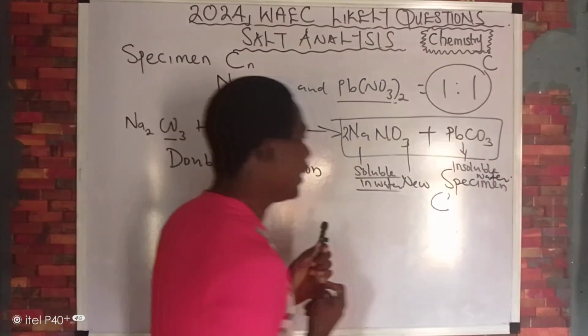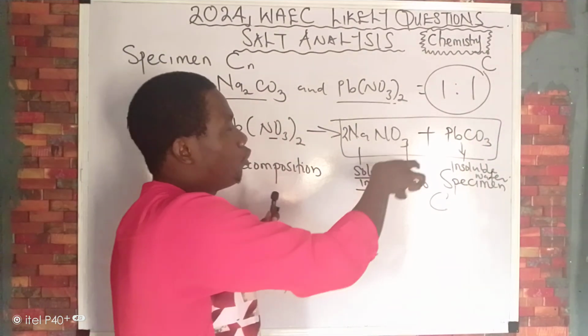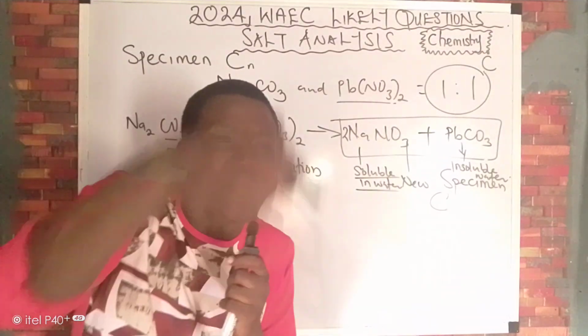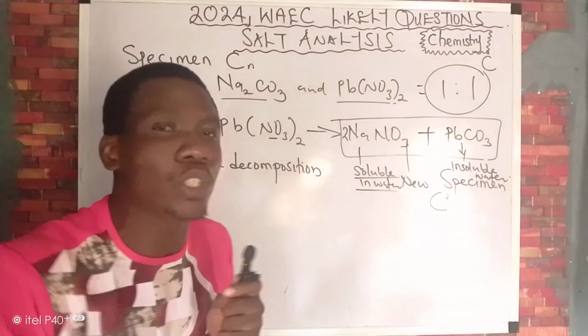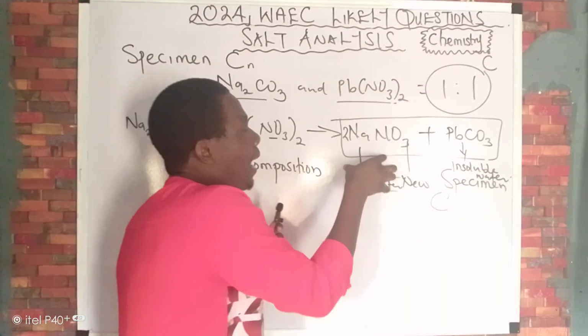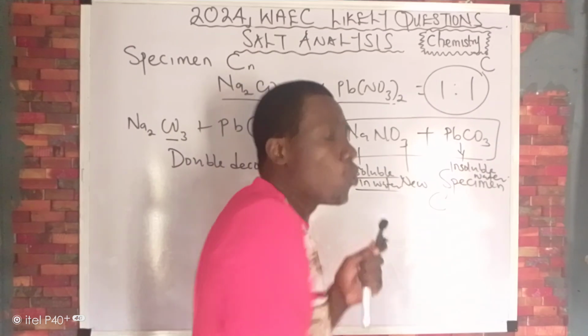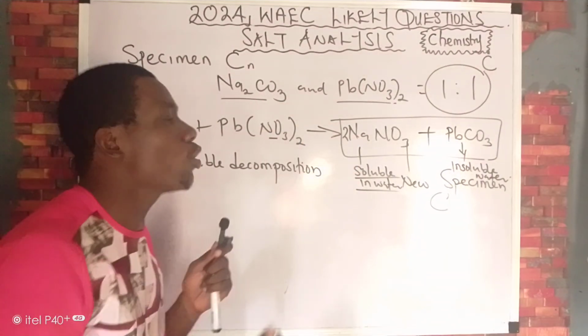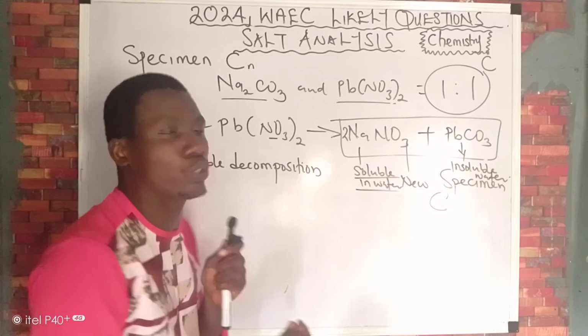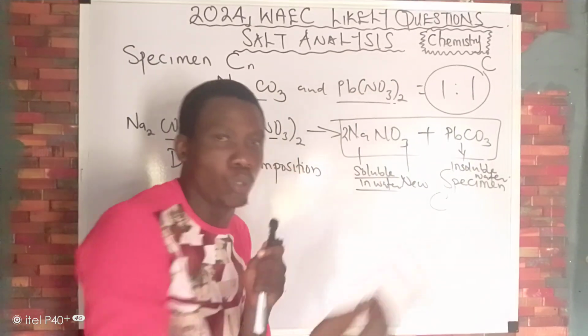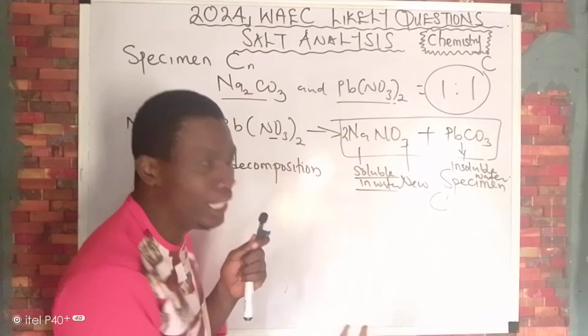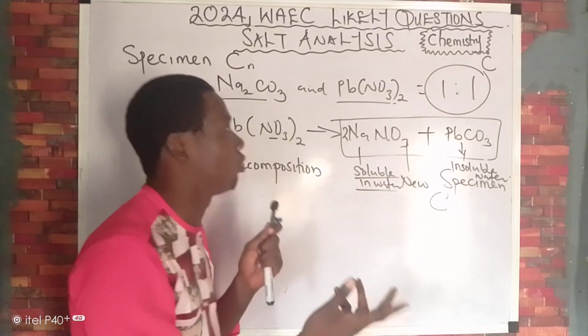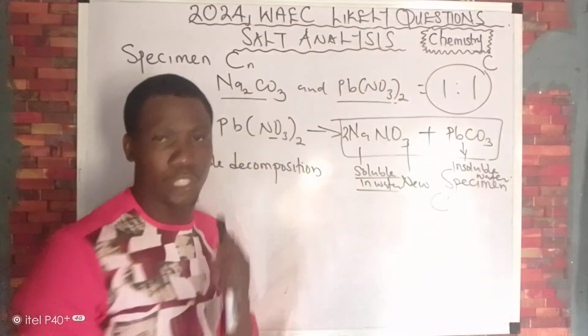So that is to say, if you put our specimen C into water, you are likely to observe that this one will dissolve, while this one will be left undissolved. So it's going to be a mixture of a dissolved solute and undissolved solute. Why? Because specimen C is a combination of two salts, soluble and insoluble.